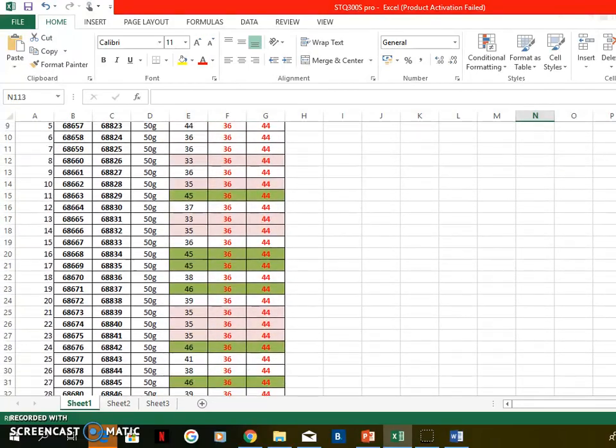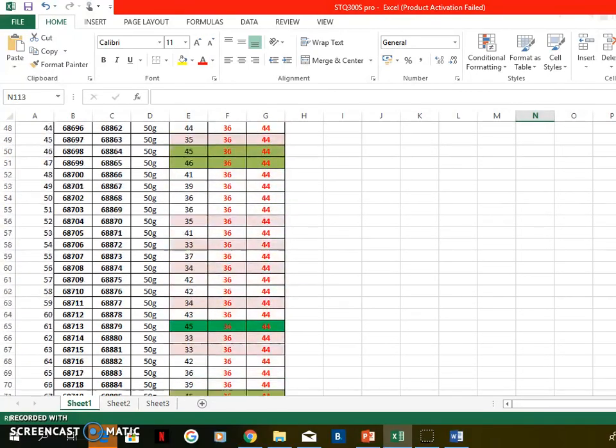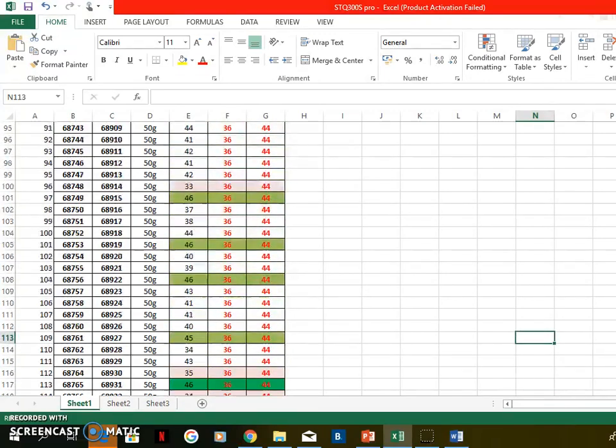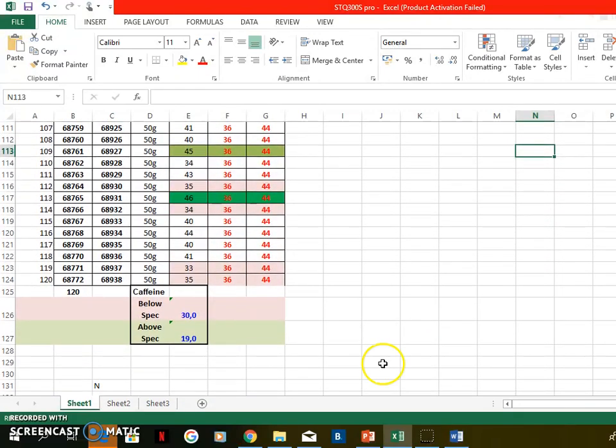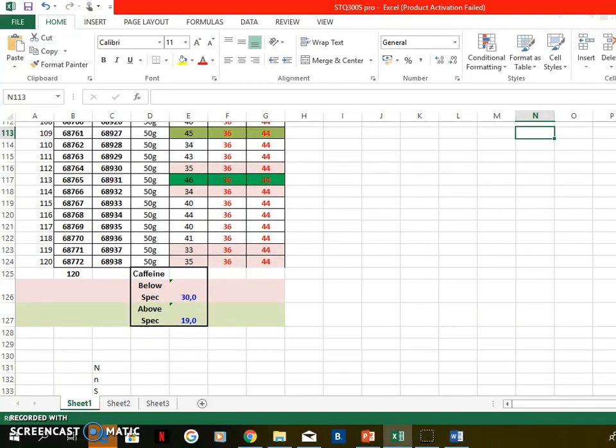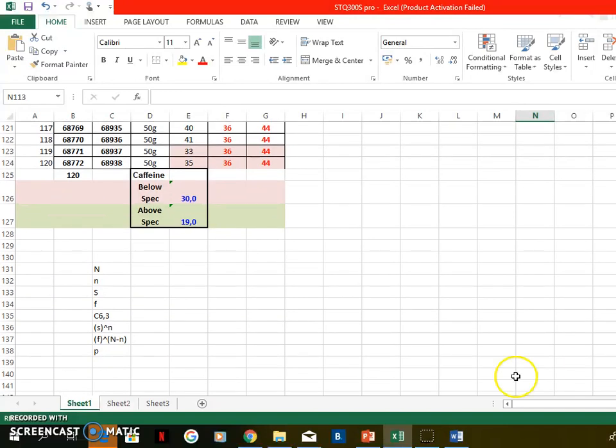Now when we go down, we will see how many batches were manufactured by the company. Let's scroll down. There were 120 batches manufactured, and out of that we had 30 results that were below specification, as we can see here, and we had 19 results that were above specification. So now we will be calculating our probability for getting 3 results that are out of specification from the data collected by the technicians. This will use our binomial probability formula.